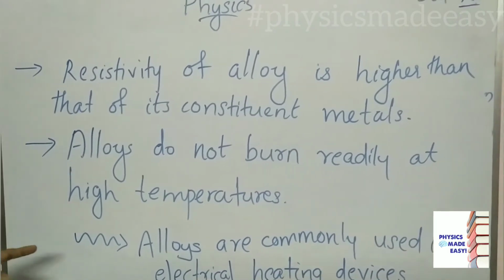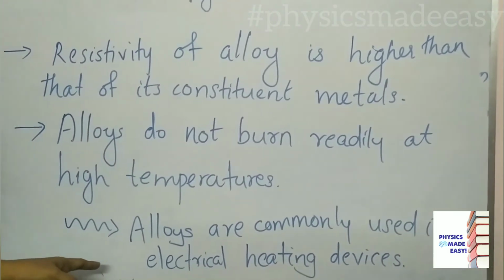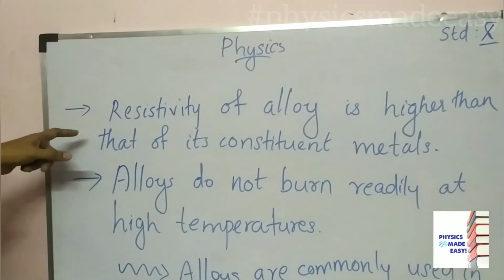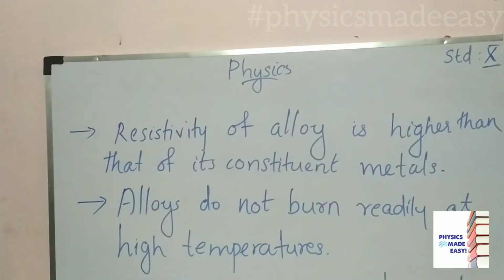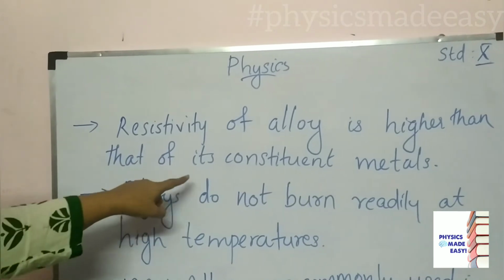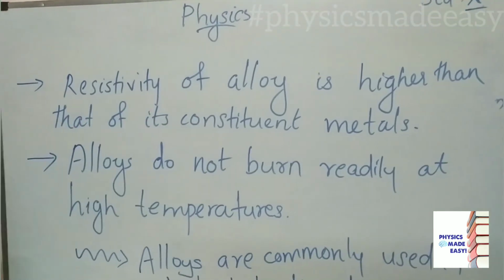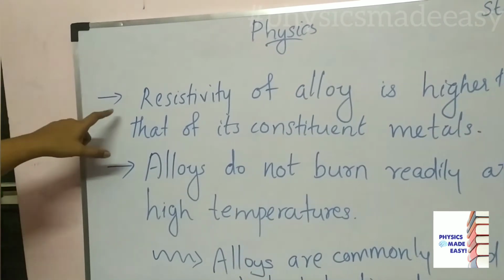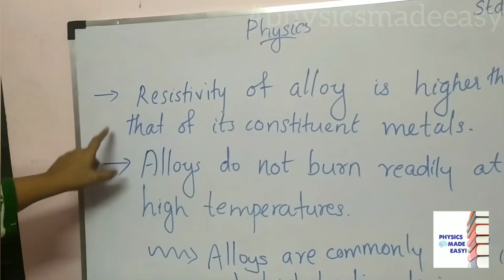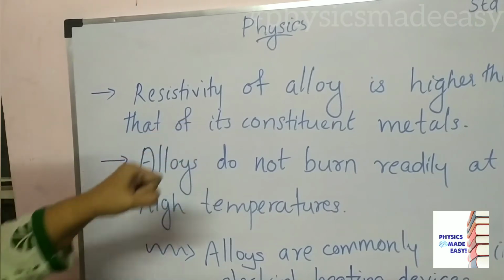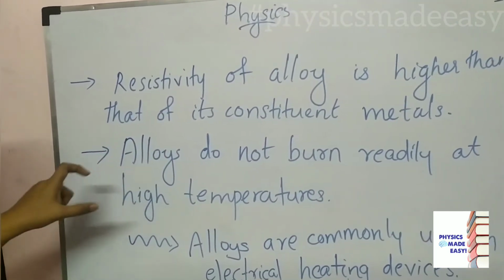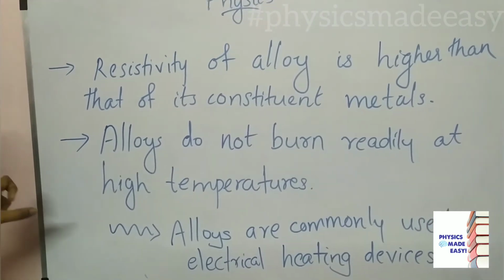Do you know, children, alloys are commonly used in electrical heating devices. What is the reason? Here you can see the resistivity of alloy is higher than that of its constituent metals. You know, alloy means a combination, a group of metals. Here the resistivity of that alloy is higher than that of its constituent metals. The second reason, they do not burn readily at high temperatures.